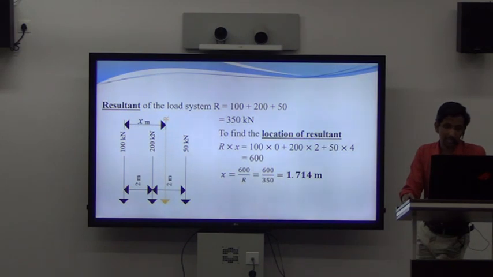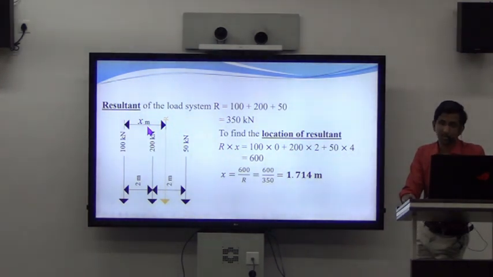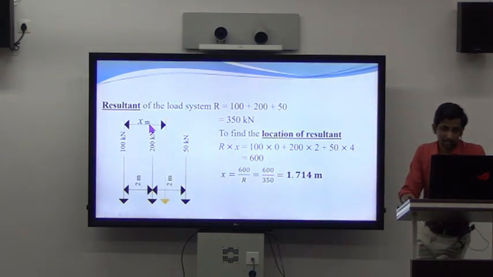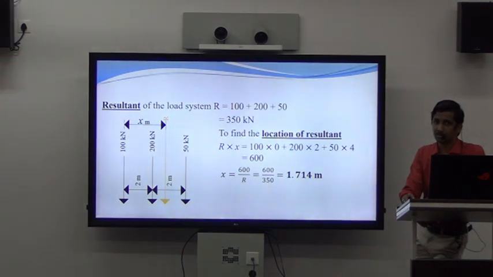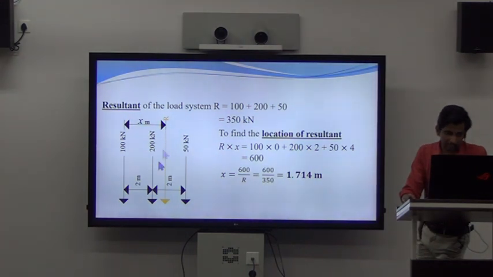So once that is done, in order to calculate the value of this x, you can use a simple principle which you have already learned in engineering mechanics. That is none other than Varignon's theorem. So if you remember, what was Varignon's theorem? It states that the moment of the resultant about any point will be equal to the algebraic sum of moments of each of the forces about the same point. So I am just applying that. First of all, I am trying to take the moment about this point.